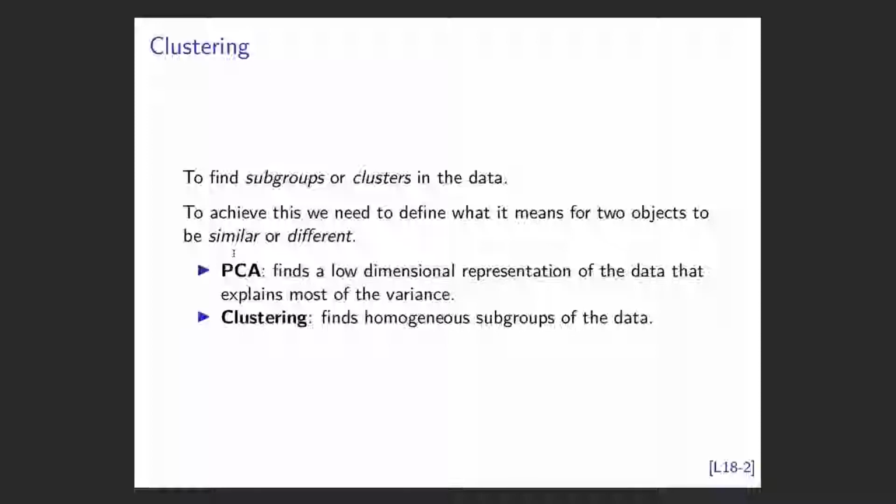So first of all, PCA is the one we looked at last time, and that finds a low-dimensional representation of the data. And the way it finds that low-dimensional representation is it finds linear combinations of the predictors that explain most of the variance. With clustering, what we're trying to do is find subgroups that are reasonably similar, they're homogeneous within the data.